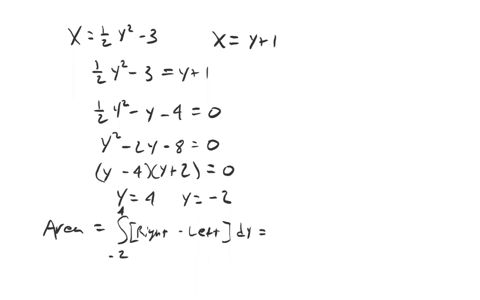And so when I plug this in, I already labeled my right and left. So my right function was the line, so it was the y plus 1. I'm going to subtract off the 1/2 y squared minus 3. I'm going to integrate this dy.